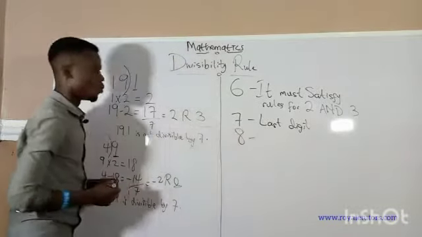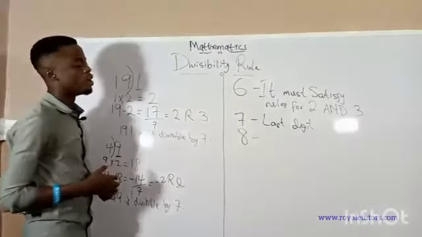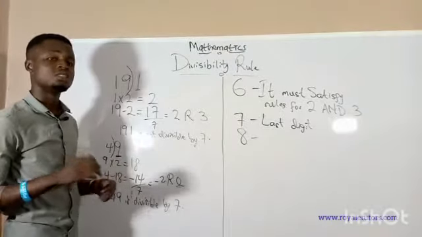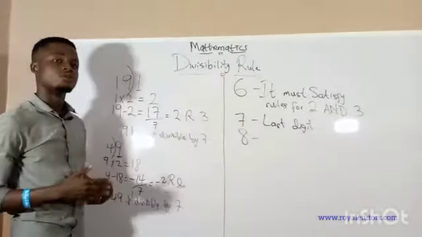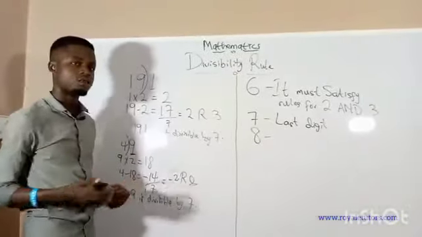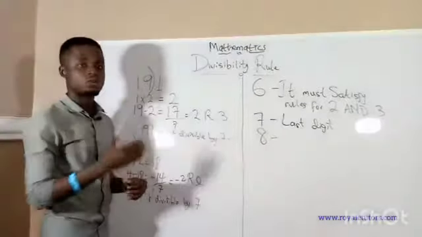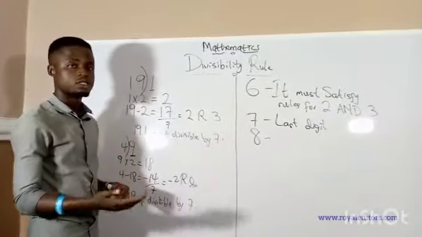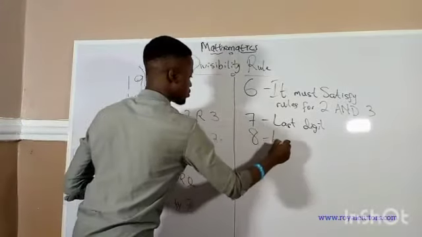So let's go to 8. When do you know when a number is divisible by 8? The divisibility rule for 8 is also kind of different from others, because for the other ones, you can check them for 2-digit numbers, for 3-digit numbers, for 4-digit numbers, and so on. But for 8, you can only start from 4-digit numbers, because what we check for 8 is the last 3 digits.